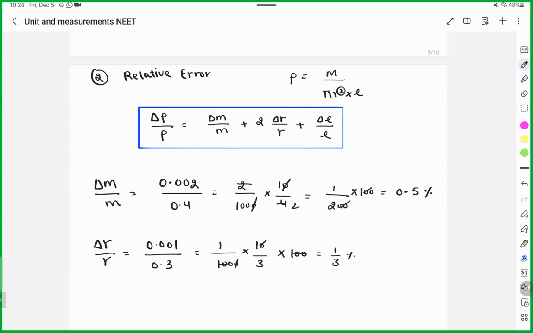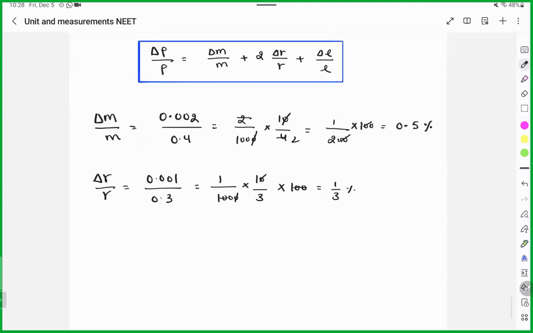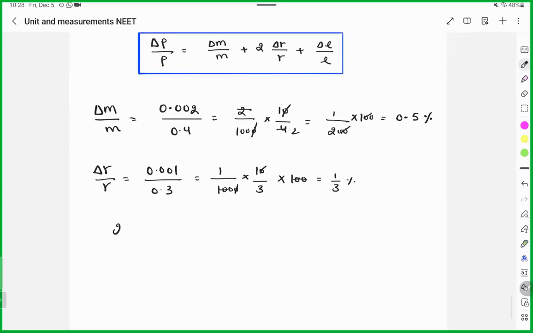But we have to calculate double of this, right? We have to calculate 2 delta R by R because there was a power. Any doubt? So 2 into 1 by 3%. So what will be the percentage of this? 2 by 3, it is 0.667%. Yes or no, guys? Any doubt?